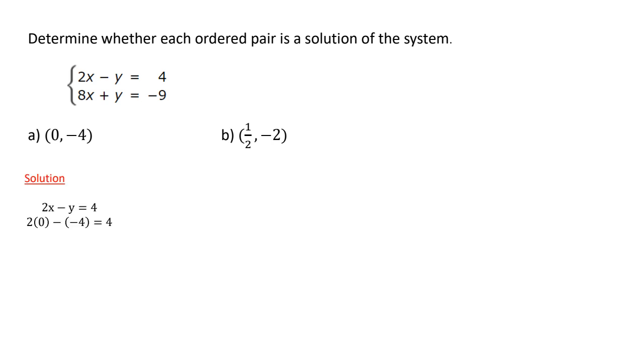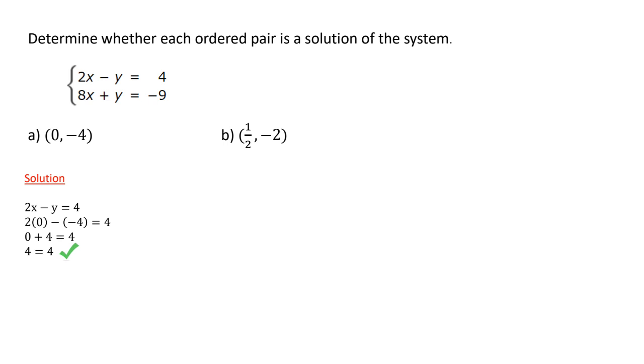Let's go ahead and get started. For the first equation, 2x minus y equals 4, I'm going to plug in (0, -4). So we have 2 times 0 minus a -4, and this should equal 4. When I simplify, I have 0 plus 4, and 0 plus 4 is 4. So 4 does equal 4. This gives me a true statement, which tells me that this point lies on that line.